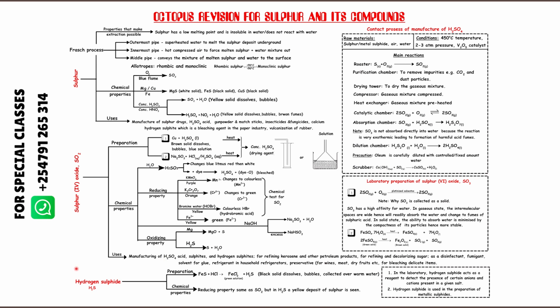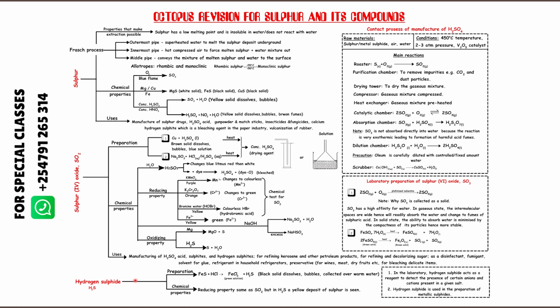Then you can go to the uses of sulfur(IV) oxide: used in manufacture of sulfuric acid, manufacture of sulfites and hydrogen sulfite. Also refining kerosene and other petroleum products, for bleaching and decolorizing sugar, as a disinfectant, as a fumigant, for example to fumigate greenhouses, solvent for glue, refrigerant in household refrigerators, and as a preservative for wines, meat, fruits. So that's why sulfur(IV) oxide can be used in fruit juices as a preservative. Then the other one we have now, hydrogen sulfide again.